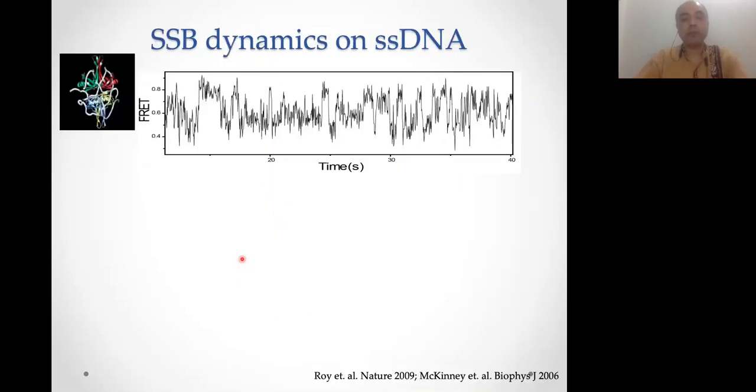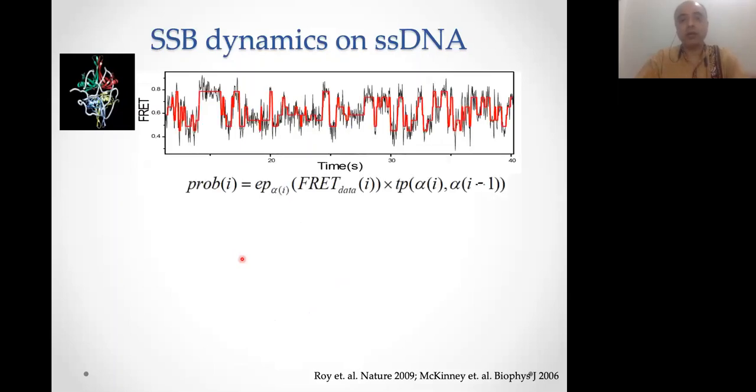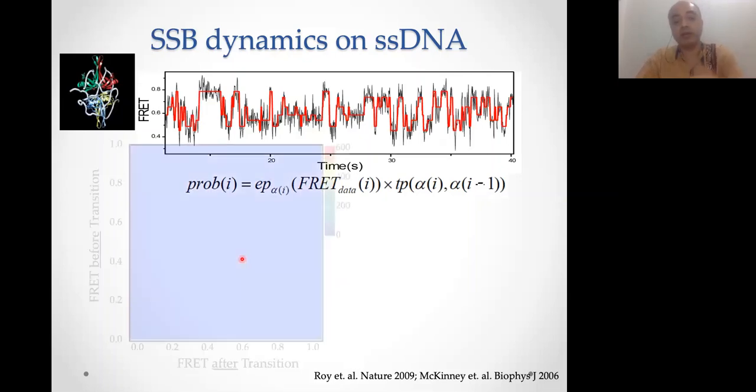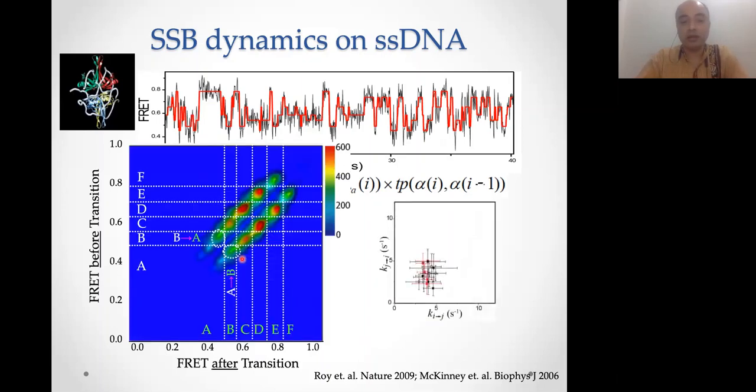Okay, here's another example. I'm going to skip this again, very similar. There's a hidden Markov based and there's a maximum likelihood based method for analyzing these trajectories, even if the number of states is extremely large. I am going to skip this. If somebody is interested in learning more about them, I'm happy to talk to them later.